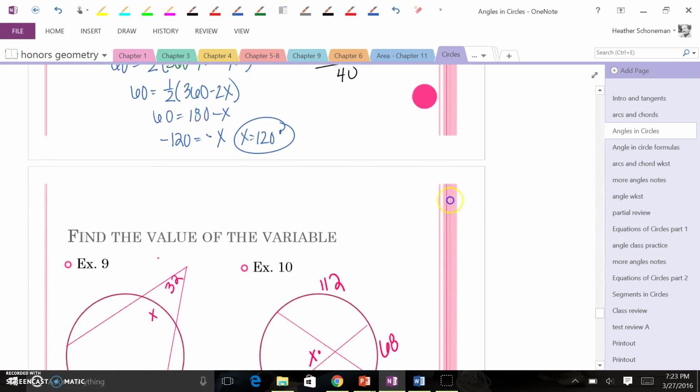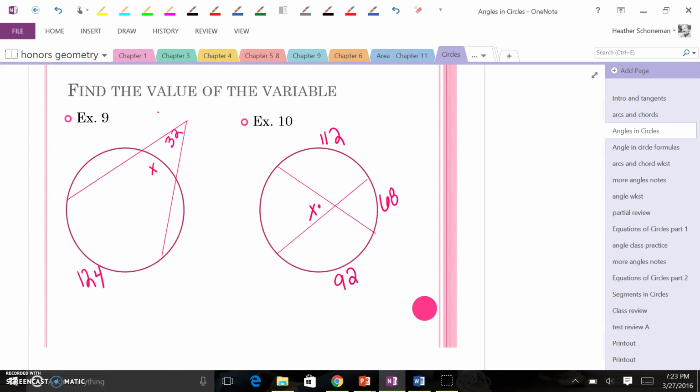Let's try some more examples. Example 9. Okay, again, the vertex is outside of the circle. So when it's outside of the circle, the angle, which is the one closest, is 32, equals 1/2 of the big arc minus the small arc. So I gave you the big arc, that's 124, minus the small, that's x.